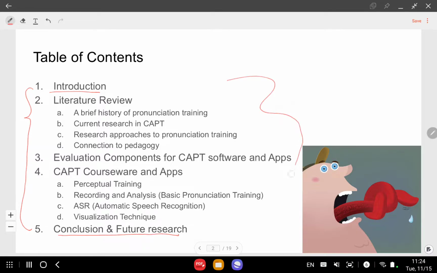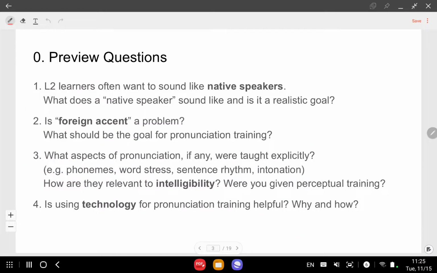This organization is very similar to the original book chapter's structure, but it's a bit different, though overall very similar. So I'm going to cover the literature review and look at some evaluation components that could be used to evaluate CAPT software and apps. And then after we know what components we can look for in evaluation, we can look at some examples. And there are 4 kinds, which I will explain in more detail.